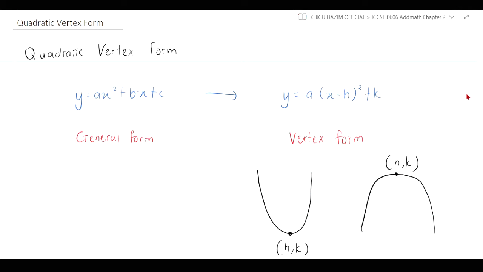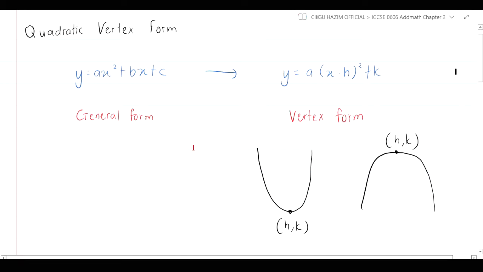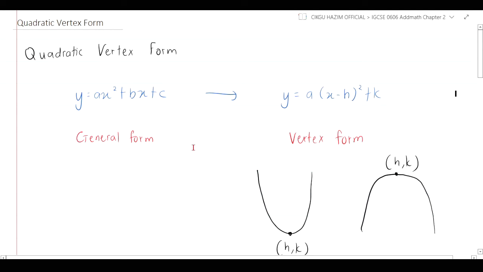So in this video we will be discussing quadratic vertex form, or the one that you have learned in your textbook. They call it the completing the square method. In this video, you will never see any completing the square in my slides or notes, because completing the square is just one method to find the coordinates of the turning point.